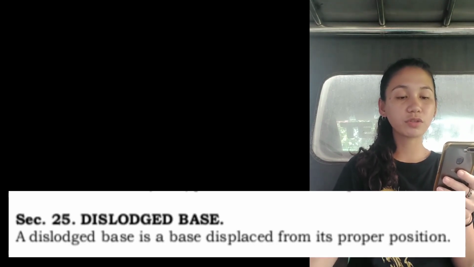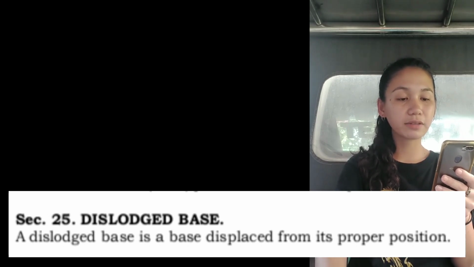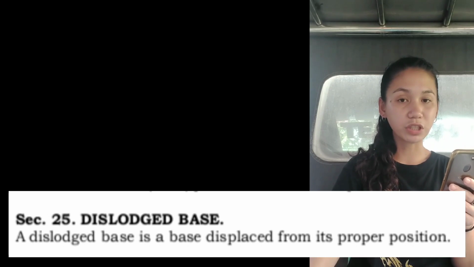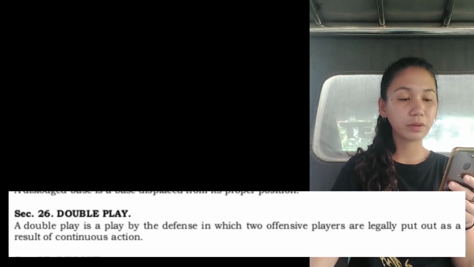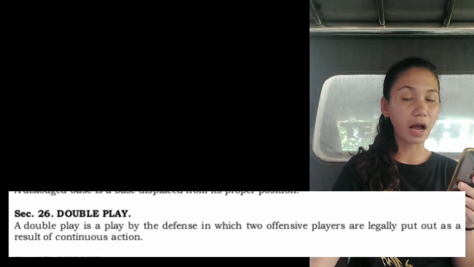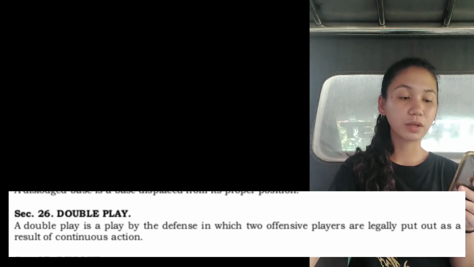So let's move on to Section 25, the dislodged base. When we say dislodged base, it is a base displaced from its proper position. So Section 26, double play. A double play is a play by the defense in which two offensive players are legally put out as the result of continuous action. So that is Rule 1, Section 26.